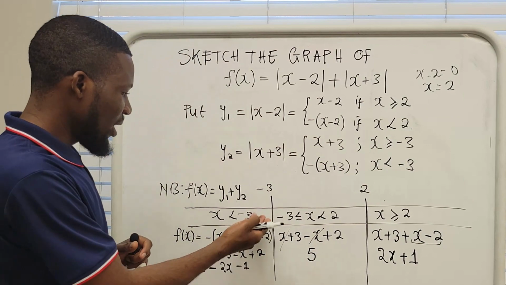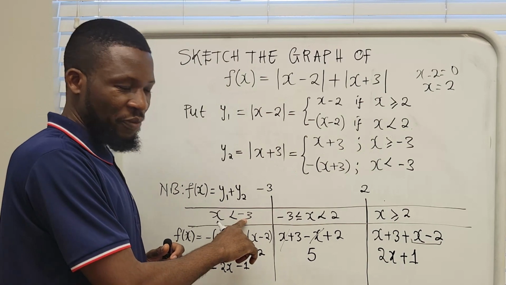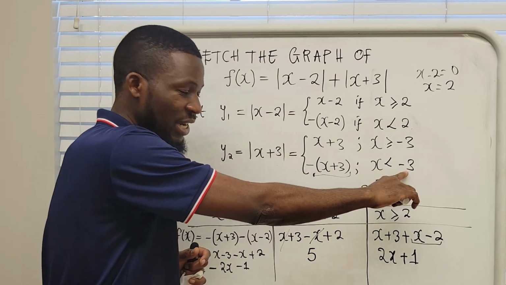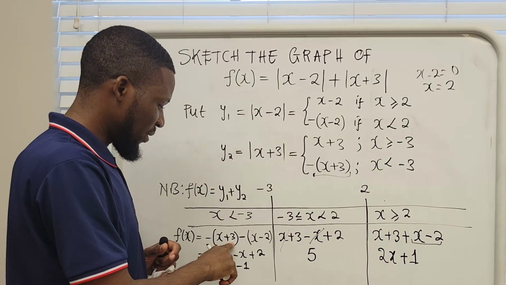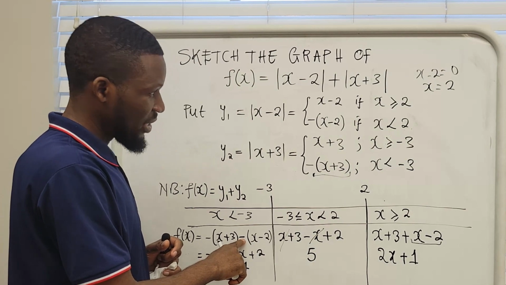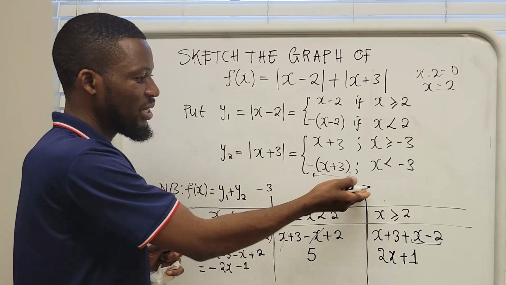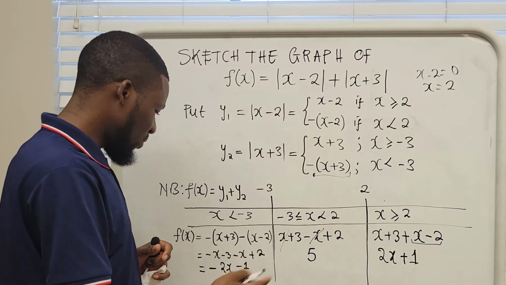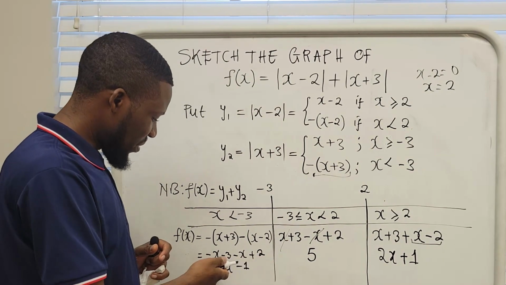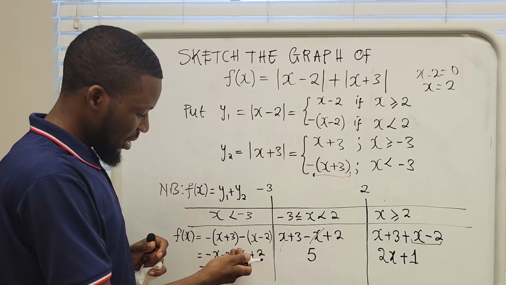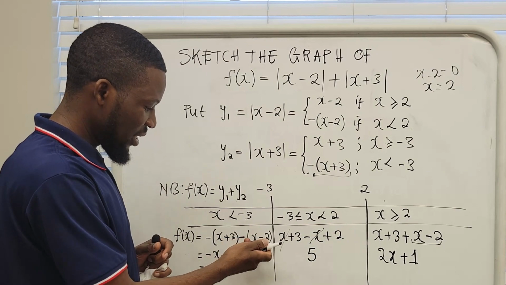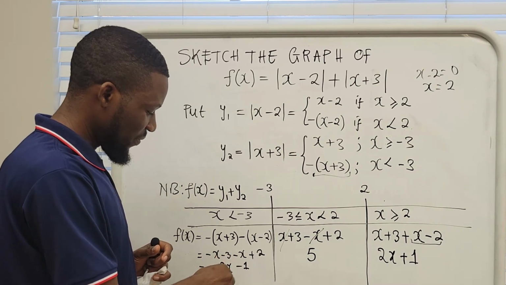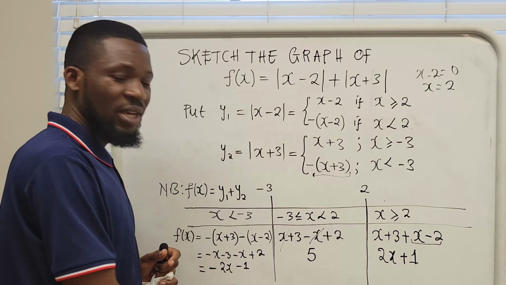In this part, you have x less than negative 3. So this is the part of y2 for which x is less than negative 3. I will pick negative x plus 3. Here I said minus because you know that negative 3 is less than 2, so I have negative x minus 2. Using the distributive property, negative x minus 3 and negative x, so plus 2. This is negative 2x, and negative 3 plus 2 is negative 1.